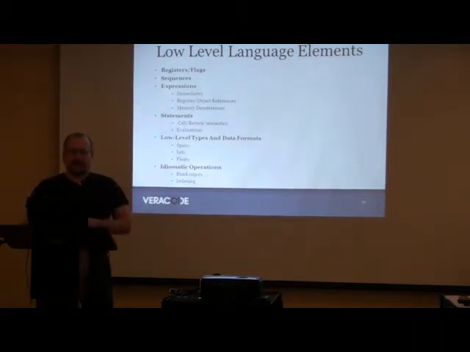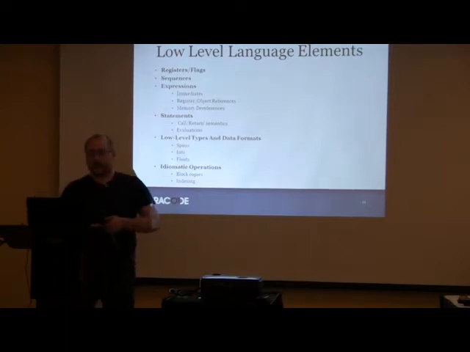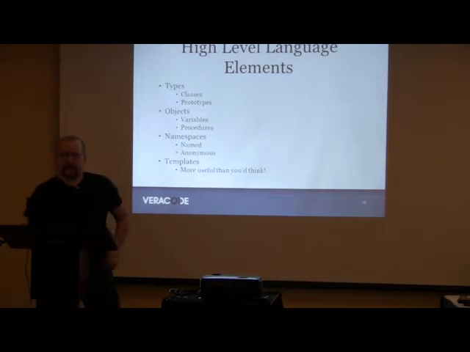A very common operation like an array index will do that, but taking a bit field out from a structure is also the same kind of index. So we try to not have multiple different ways of representing an operation like that when it's really just taking a bunch of bits out of another bunch of bits. Call, return semantics, and all of those kinds of things that you'll find at the low level also need to be representable. The high-level language elements are going to be things like types, objects, namespaces, and templates.